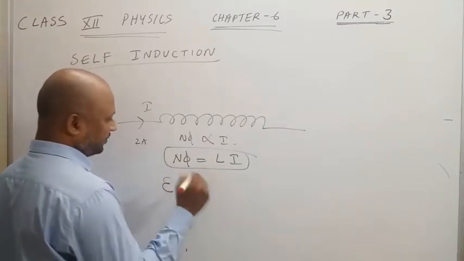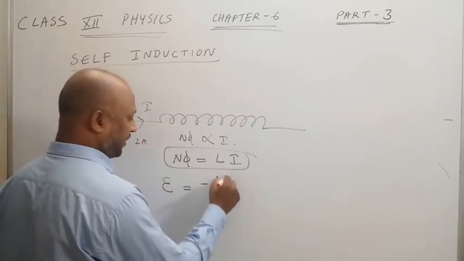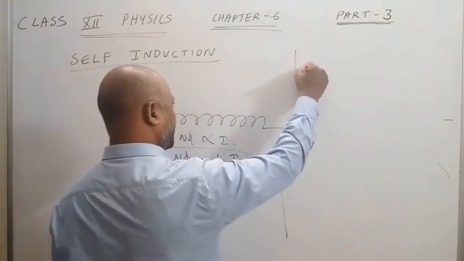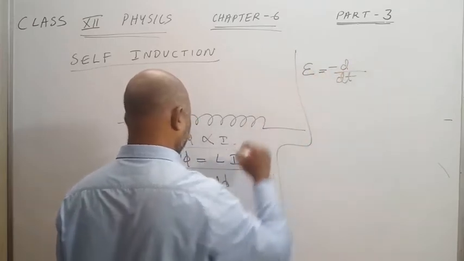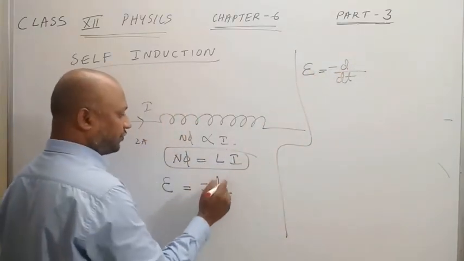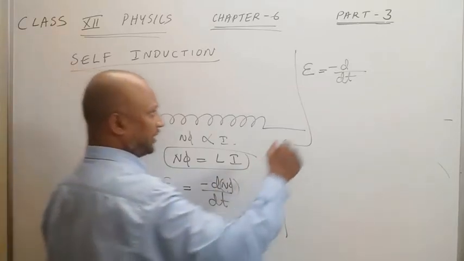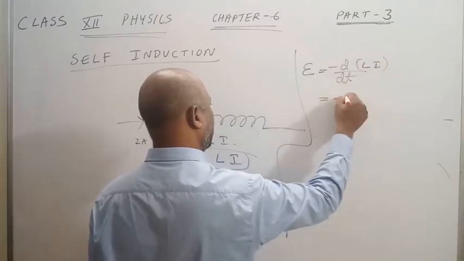According to Faraday's law, E is equal to minus d phi by dt. So we can write over here E is equal to minus d by dt of. यहाँ पे d phi जो है, it is a total flux actually. So we have to properly write N phi by dt. That is the total flux. So Li by dt will be, so minus L di by dt.